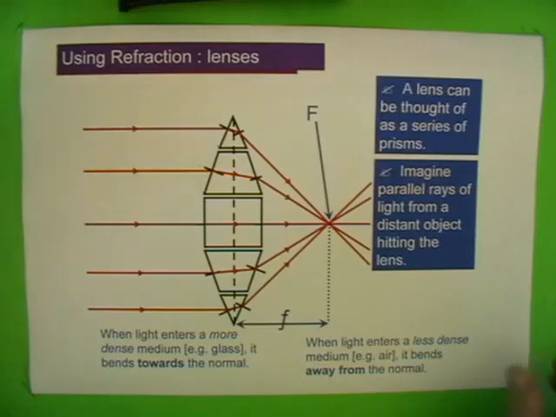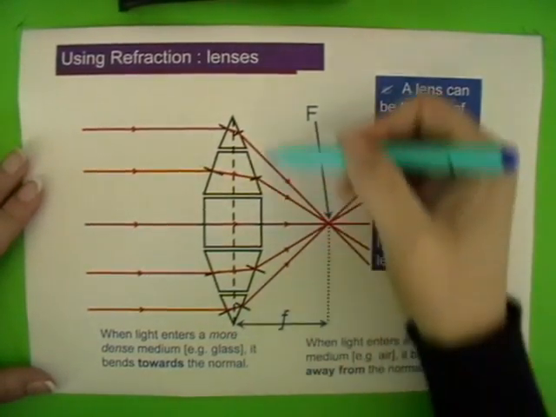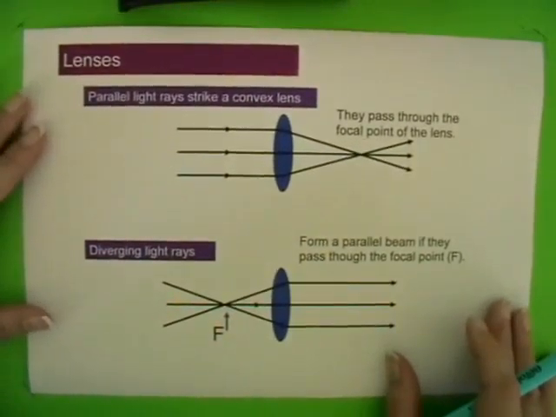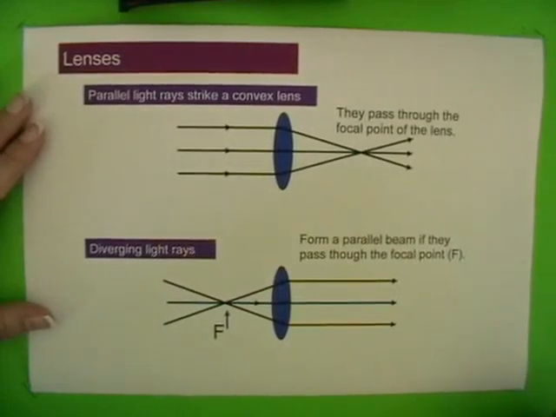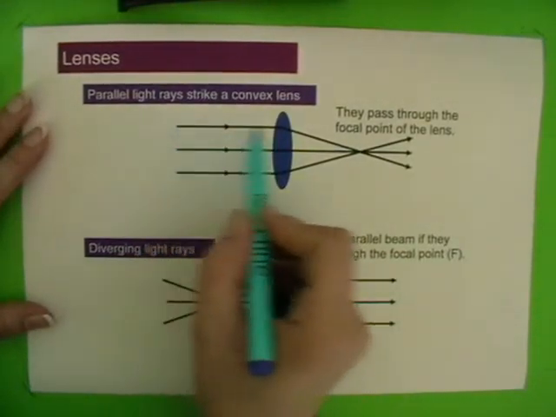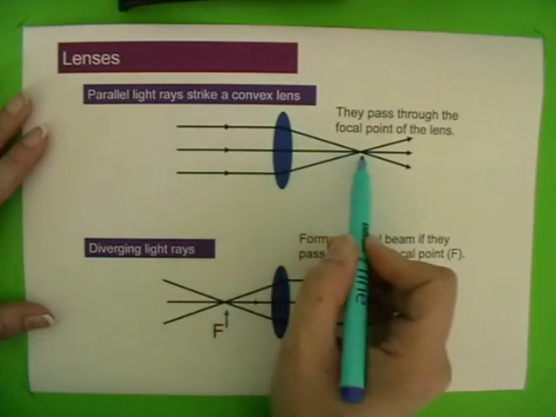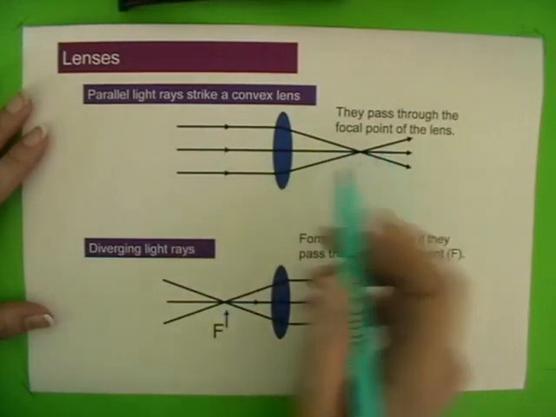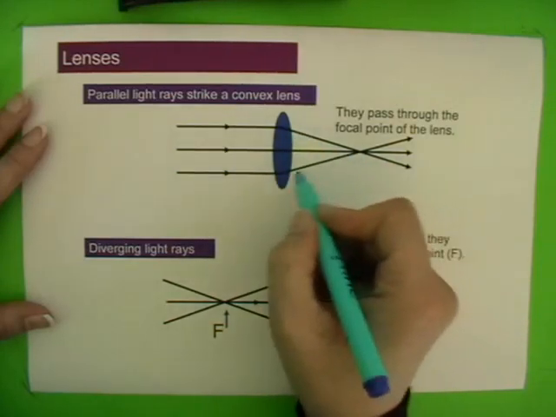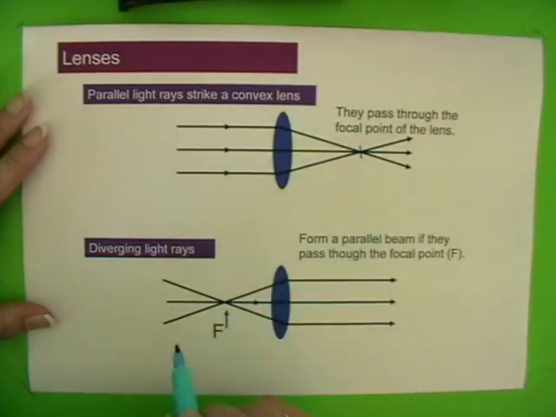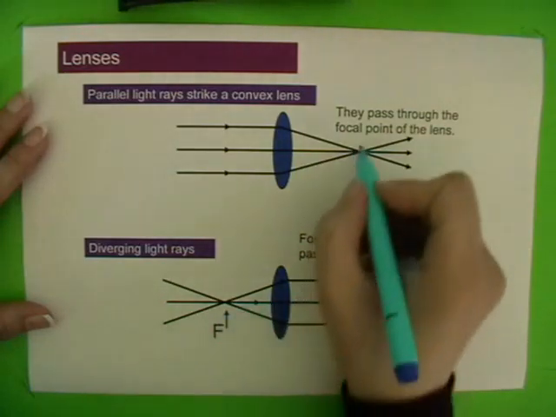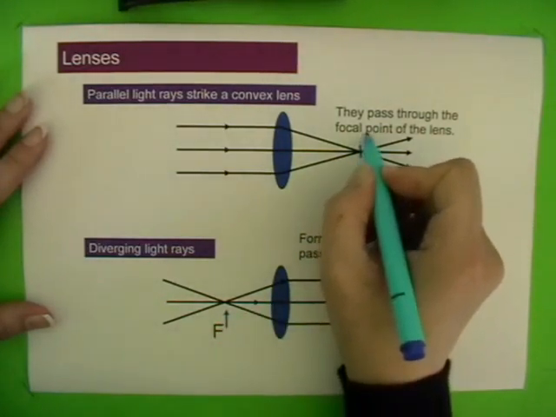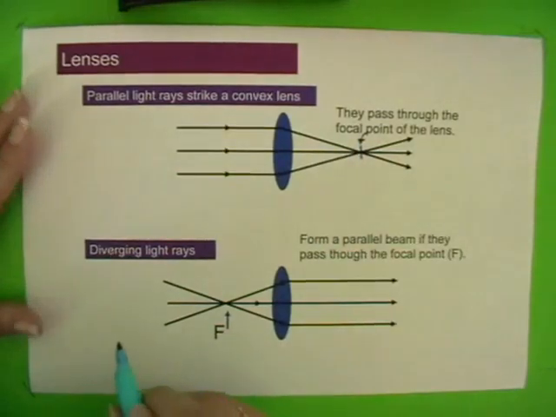We're going to examine lenses now, in particular convex lenses, which is the one we're looking at here, in more detail. Parallel light rays strike a convex lens. They are then refracted towards the normal, and the centre one passes straight through. These rays all converge at the focal point of the lens.